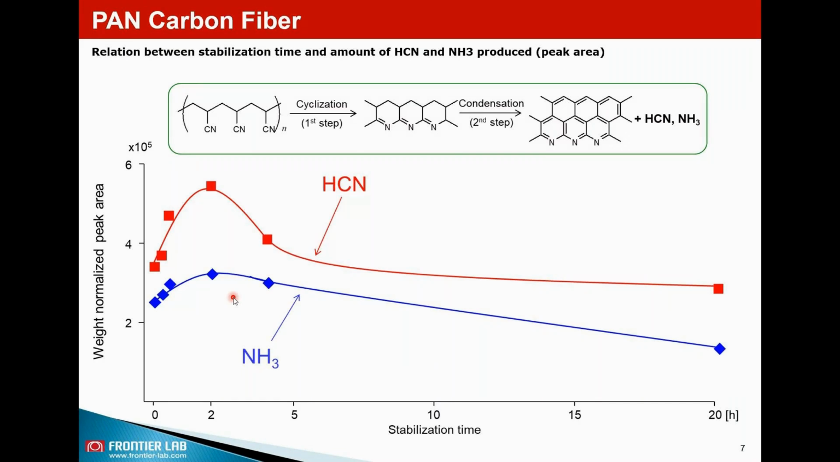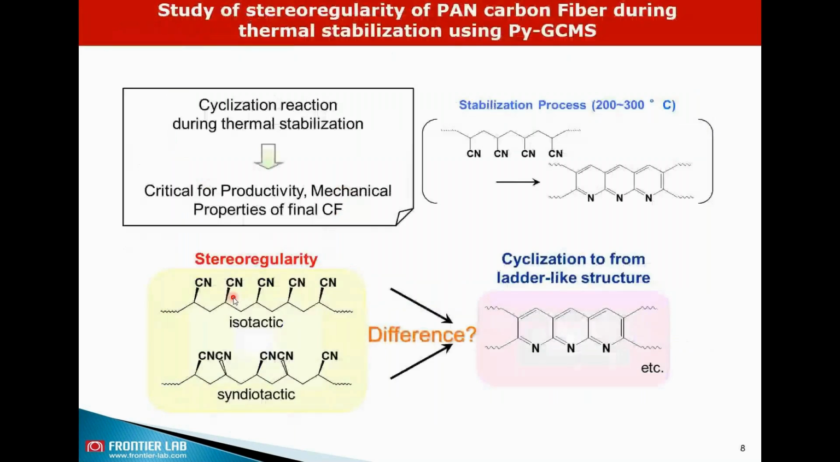to help optimize the polymer processing. Now, the same material has another unique kind of stereo irregularity that can also affect the material performance in terms of mechanical properties. Ideally, one is looking for cyclization to form a ladder-like structure. But if your carbon fiber is of a different isomer, it may not form this ladder-like structure. So now the question: are we able to use Py-GCMS to differentiate the stereo irregularity? That is what we are trying to demonstrate through this application.